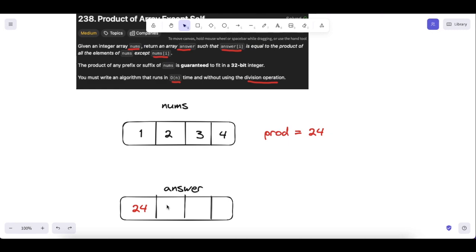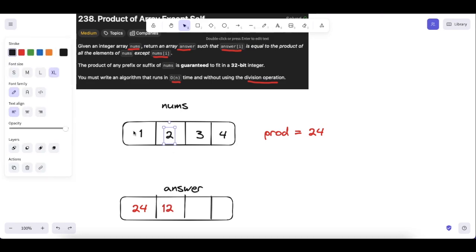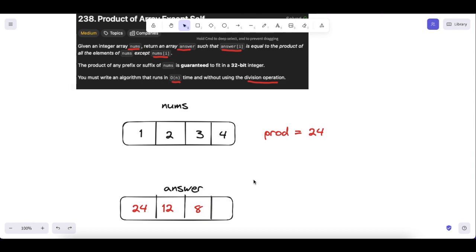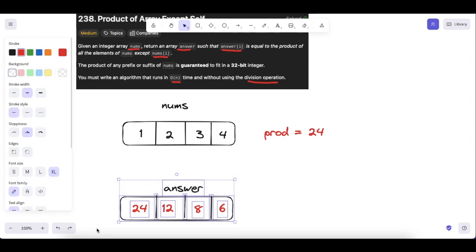Now for the next number in our answer array, we take 24, divide it by 2, and we'd get 12. In fact, if we multiply all numbers besides the 2, we'd have 1 times 3 times 4, which would give us 12. For the next number, we would take 24 divided by 3, so we'd get 8. And for the last, we'd take 24 divided by 4, and we'd get 6. And this would be our answer array, which we can return.